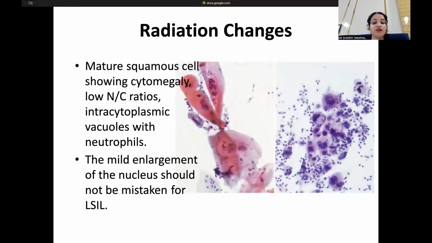Now the radiation changes that we have discussed earlier also. Radiation changes generally cause cytomegaly, with increase in the NC ratio. The nucleus is enlarged, but along with the nucleus, cytomegaly is also there, so overall NC ratio is lowered. Cytoplasmic vacuolation is there. Multinucleation can be there. Nuclear enlargement can be there. So these are the changes that should not be confused with LSIL or any atypical cells. So we should take the history of radiation if we are seeing these cells, and should not jump into diagnosis of LSIL. Next slide, please.